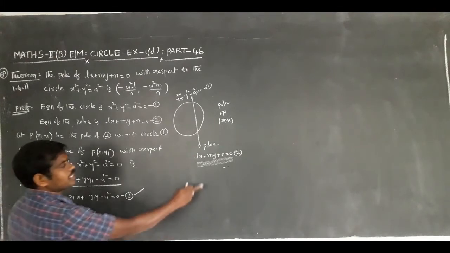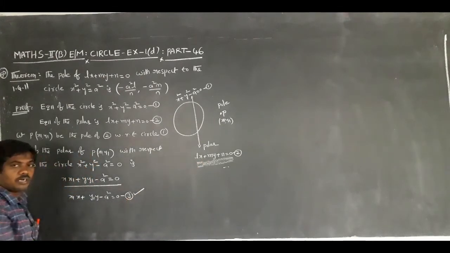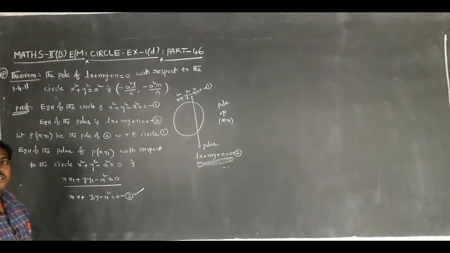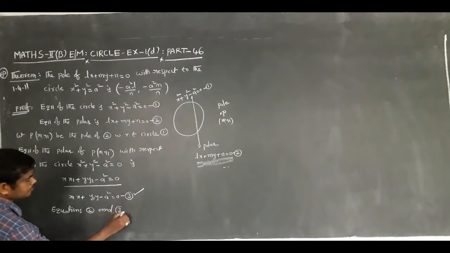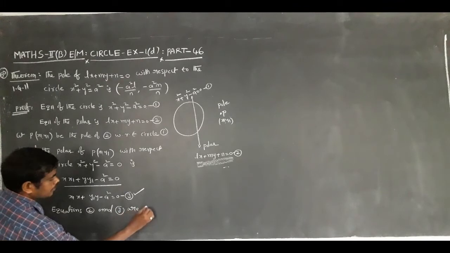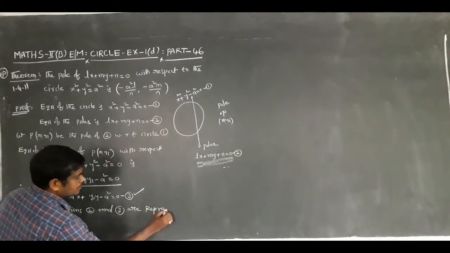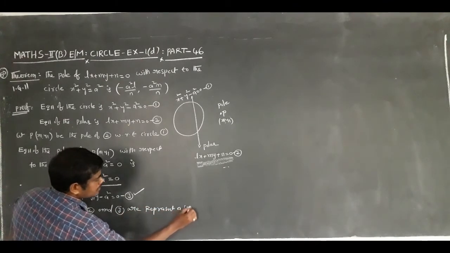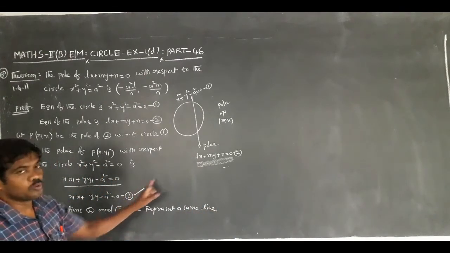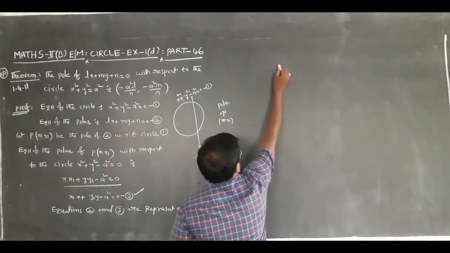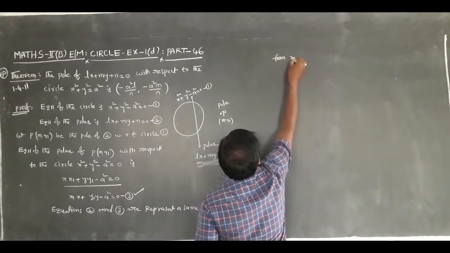Here equations 2 and 3 represent the same line. Equations 2 and 3 represent the same line, from 2 and 3.